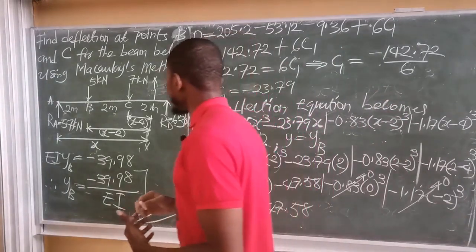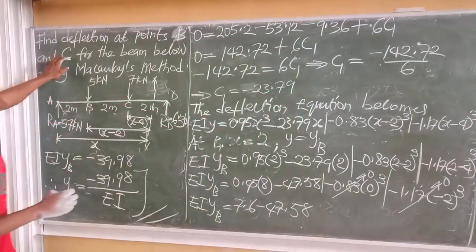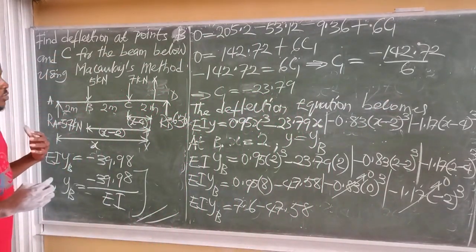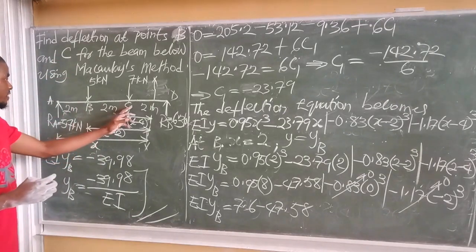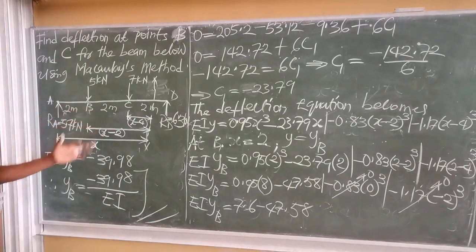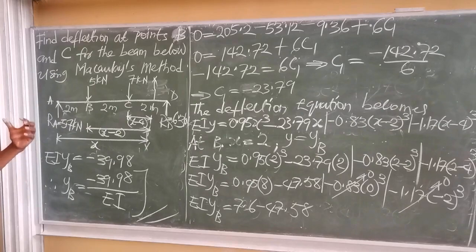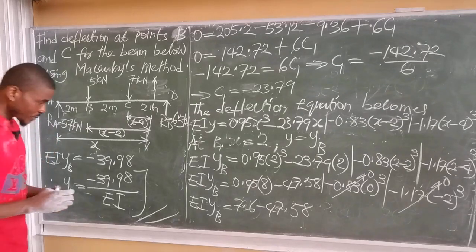Next question says find deflection at point C. So still the same thing. We know the deflection equation. At point C, x equals what? 2 plus 2, which is 4. So we can find deflection at that point. Let's try it and see.